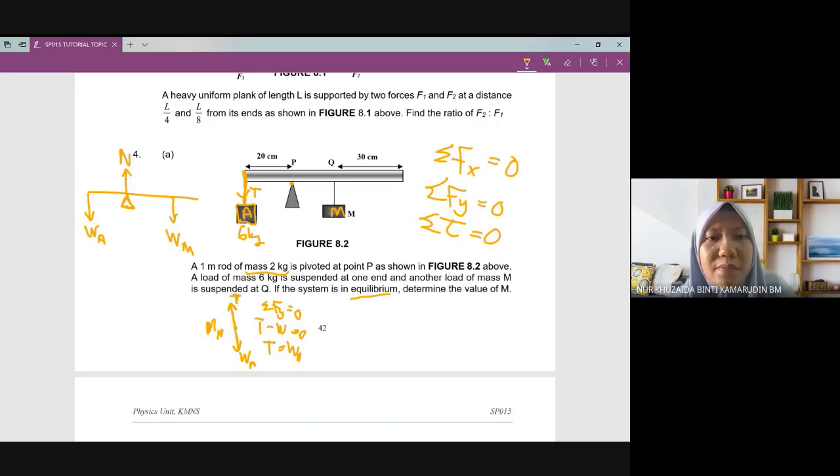Okay, so maksudnya macam mana? So katakanlah tadi dia dah bagi this one is 0.3 meter. Okay, this one is 0.2 meter. The length of the rod is 1 meter. It means center of the rod sepatutnya dia berada di mana? 0.5. 0.5 from the end of the rod. Okay, so kita bahagi dua je lah. Okay, so this one 1 meter divided by 2, so you have 0.5, so it's about here. Okay, and you're gonna have WR, okay, weight of the rod.